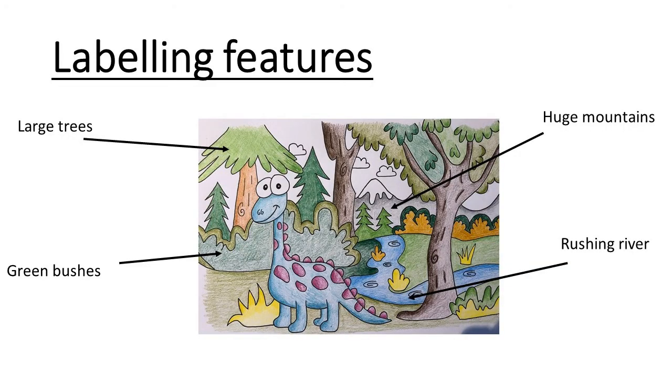Now you've finished drawing your setting, it's important to label its features, as identifying the different features you have drawn will make it easier to describe later. We've decided to label the large trees, the green bushes, the huge mountains, and the rushing river.